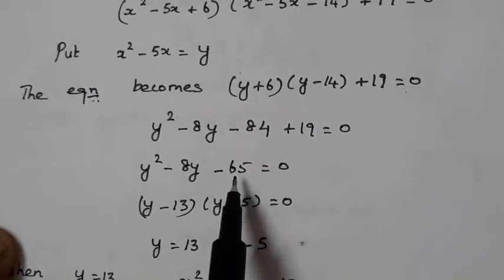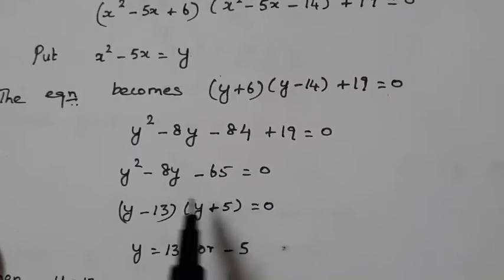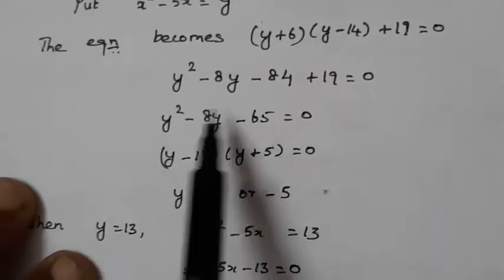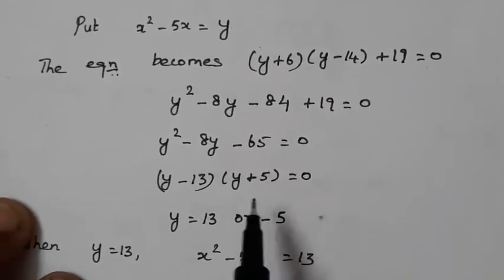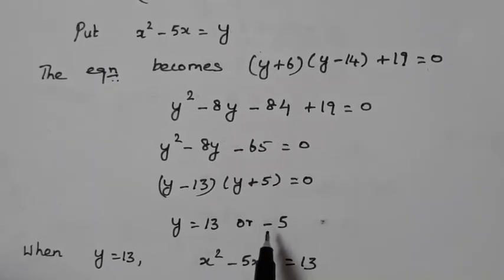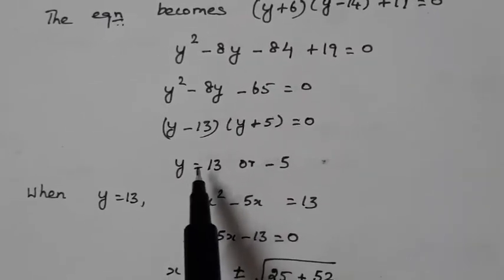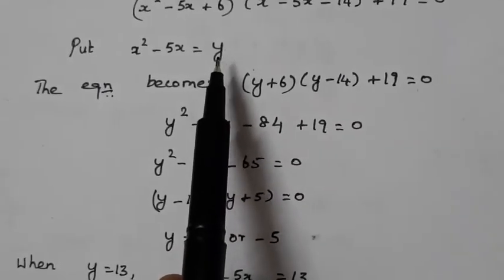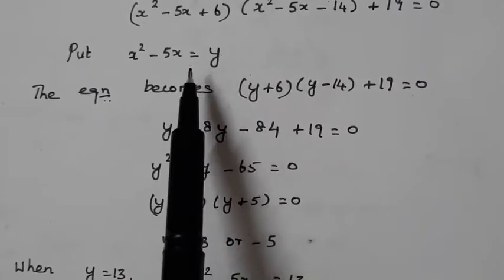Now you have to solve this to get the values of y. So 13 into 5 will be 65, and moreover minus 13 minus 5 is minus 8. So the factors are 13 and 5. So we can rewrite this equation as y minus 13 into y plus 5 equal to 0. Okay. So what would be the value of y? y is equal to 13 or minus 5, right? So after getting two values for y and substituting them, you are going to get two quadratic equations in x, and thereby solving you are going to get four values of x. Okay.